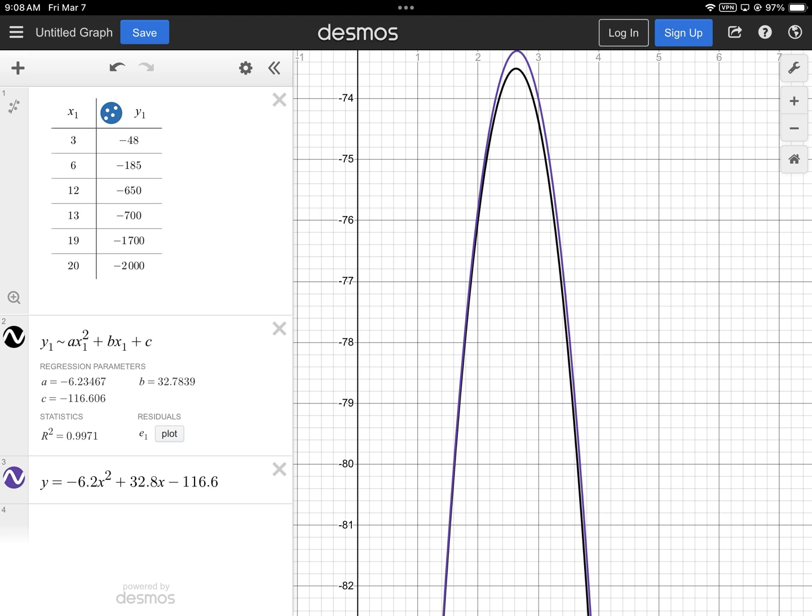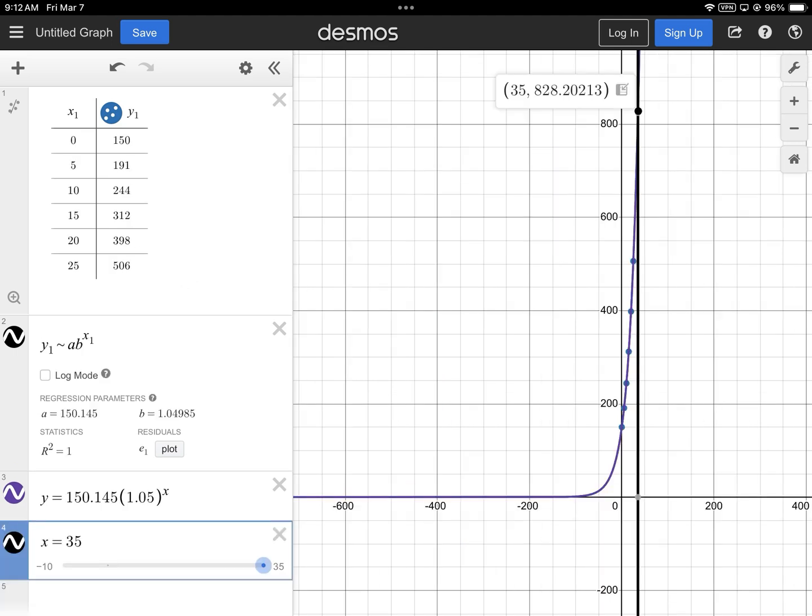A, very nice. So here you see it with the table. We put in our X equals 35 after we got our equation. So about 828. Now those answers, 828 is not exact. So which one is closest?